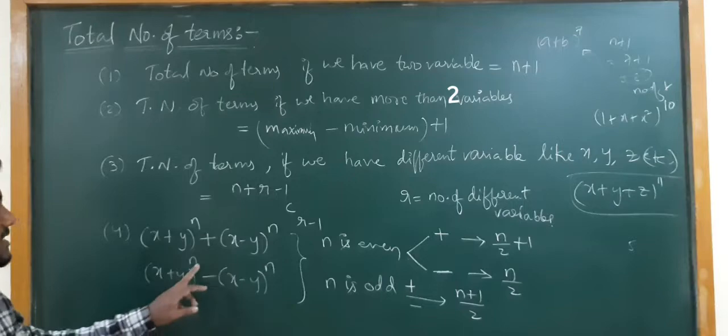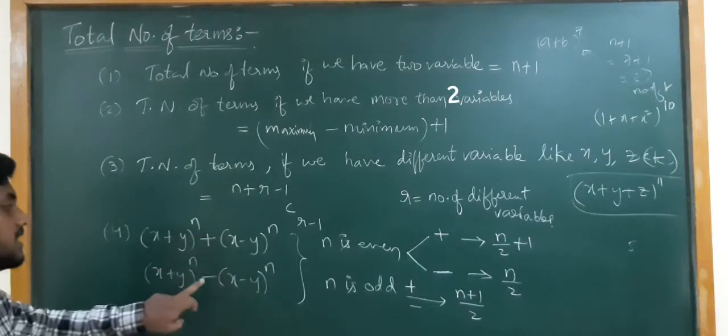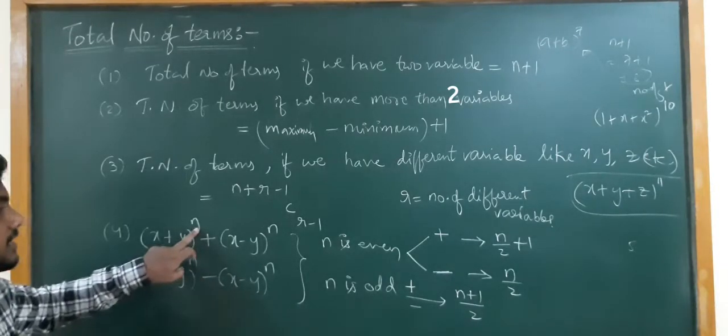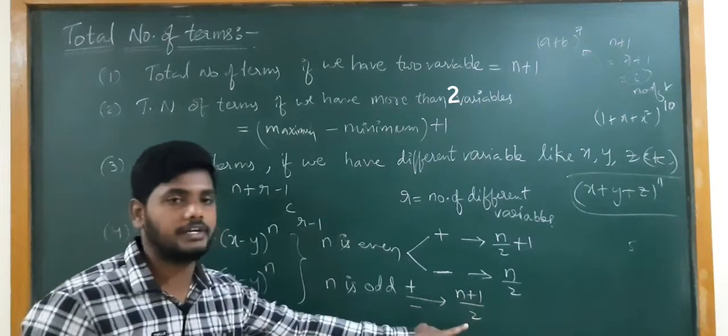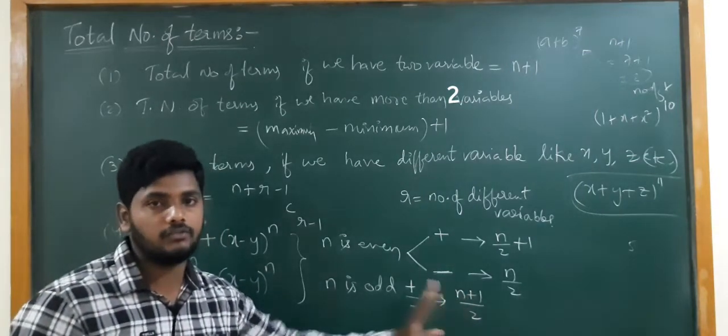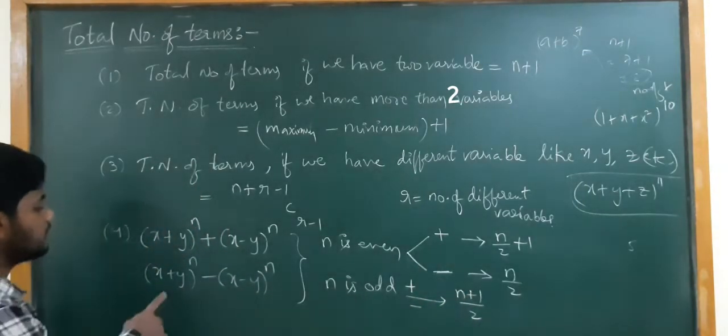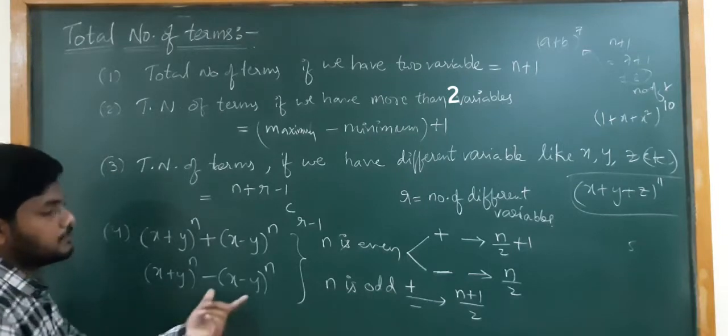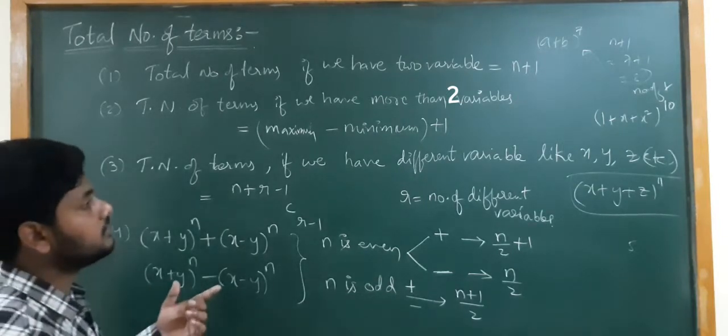For example, if n is 7, what are the plus or minus terms? If n is 7, then the formula is (7 plus 1) by 2, nothing but 8 by 2, which is 4. That means we will get 4 number of terms if we have an expression like this. So pause the video and note it down.